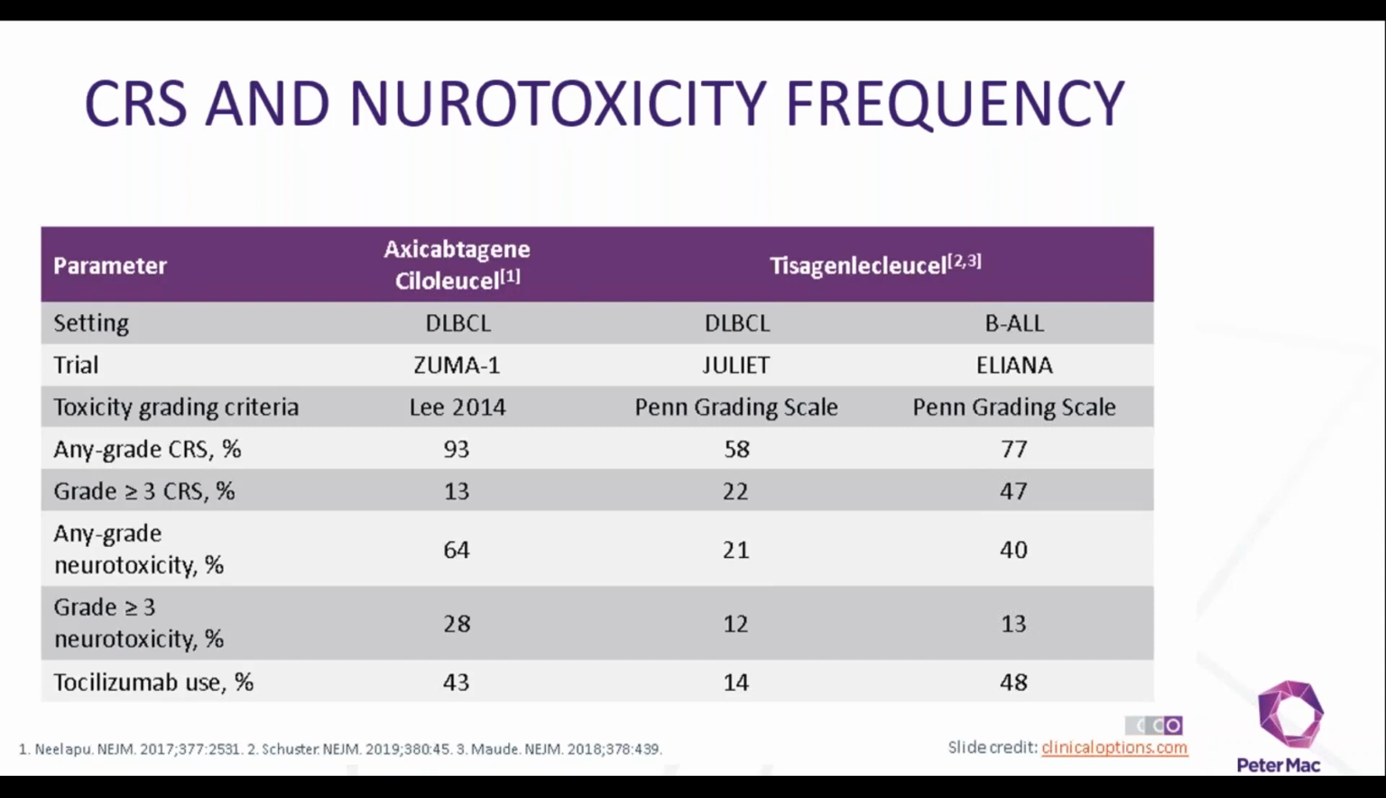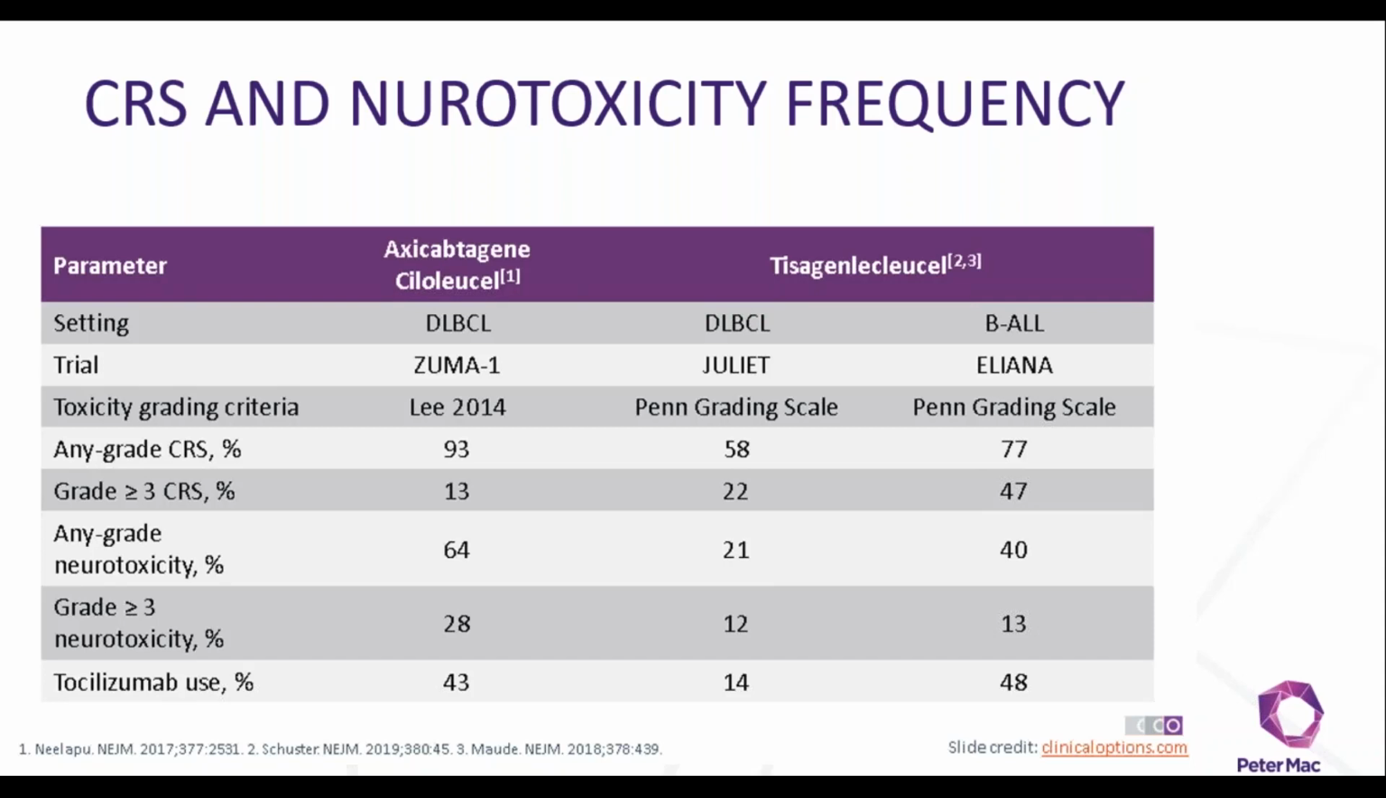And then thinking about neurotoxicity, in the Novartis product again, 21% of patients with lymphoma had any grade neurotoxicity, but 12% of those had a higher grade requiring higher intervention. In the ELIANA trial, there was 40%, so a high number of patients, but only 13% requiring high level care. So if you have a look in the left-hand column, ZUMA is the axicabtagene product.